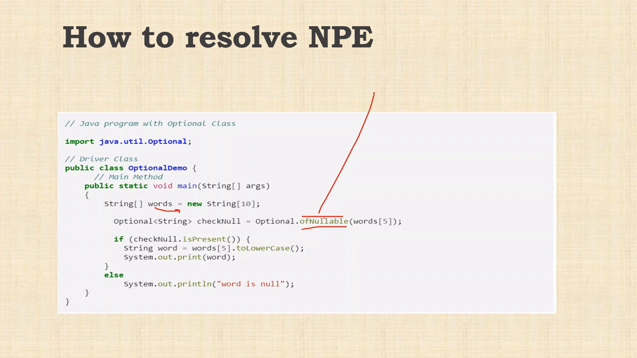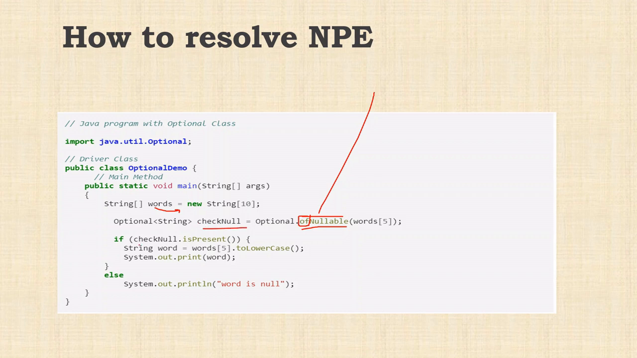method. If you are 100% sure that you will not get any null value, then you can use of. Of is also there. So of and ofNullable are the two methods in the Optional class. Both of and ofNullable are static methods. So with ofNullable, we are making it Optional and storing it into the null check.